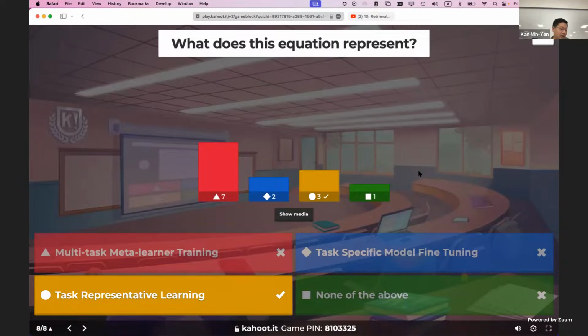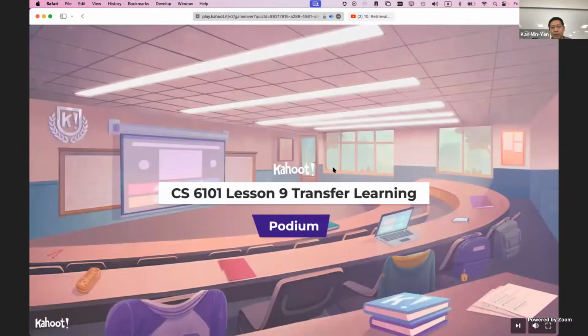And the second one was multitask meta learner training. It represents prototype vectors in a meta-knowledge graph. And number 3 was task-specific model fine-tuning. Fine-tune our meta-learner for original tasks. Yeah. So congratulations to the people who got it right.